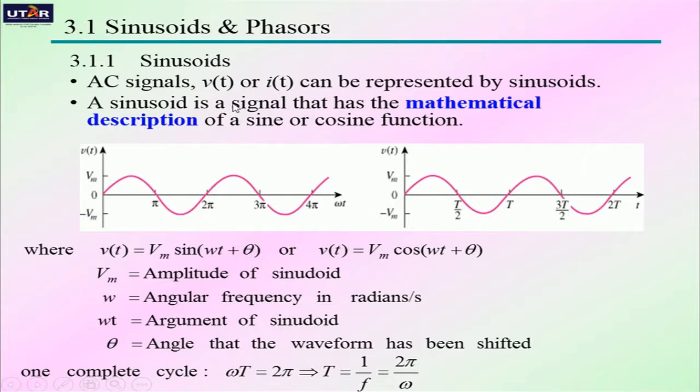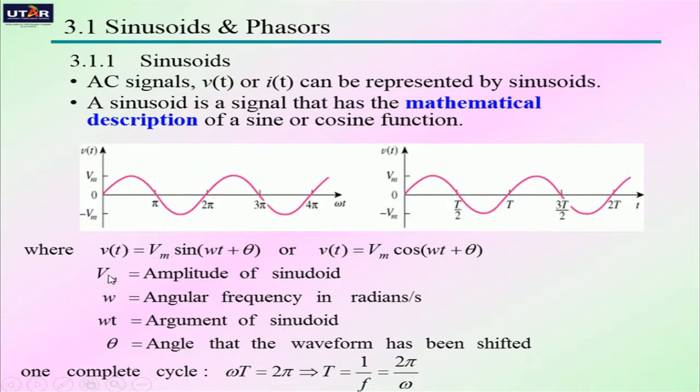So an AC voltage is actually a time-varying voltage, or AC current or voltage. They're the same. They are actually time-varying. So it can be represented using a sinusoid. It's given by the mathematical expression here. For voltage, it's the amplitude of the voltage times sine of omega t plus theta, or the amplitude of the voltage times cosine of omega t plus theta.